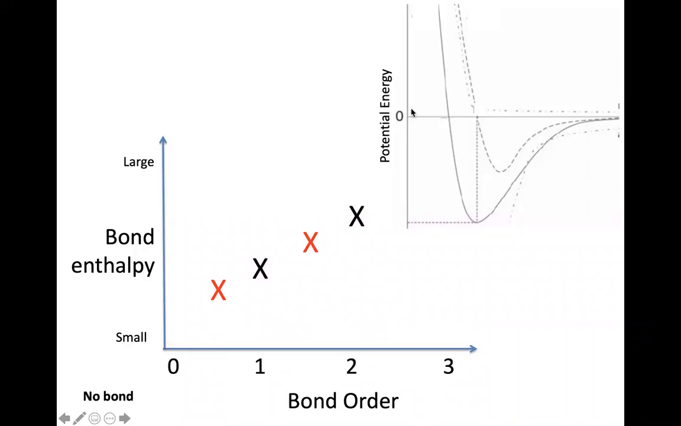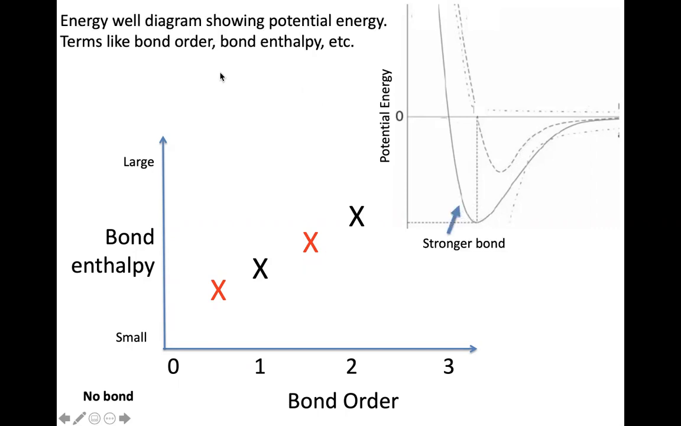0, that comes back to what we started, seems like the very first week of class, where we defined the potential energy of 0 being when the particles are far apart. And if they're attracted to each other, as they move closer together, the potential energy becomes negative, it gets smaller. So here's an energy well diagram in terms of the potential energy. Terms like bond order, bond enthalpy, they could all apply to this.